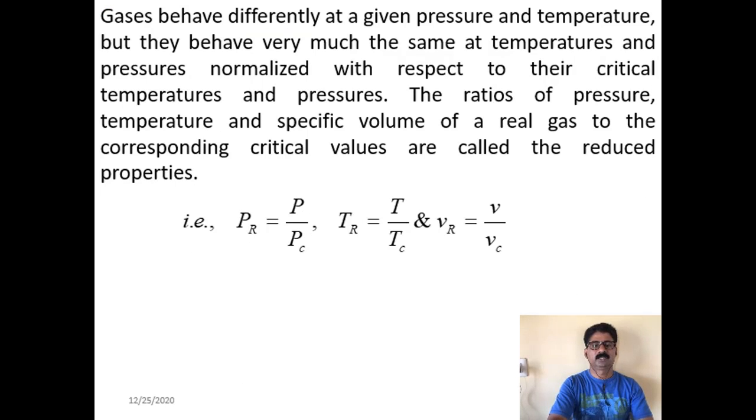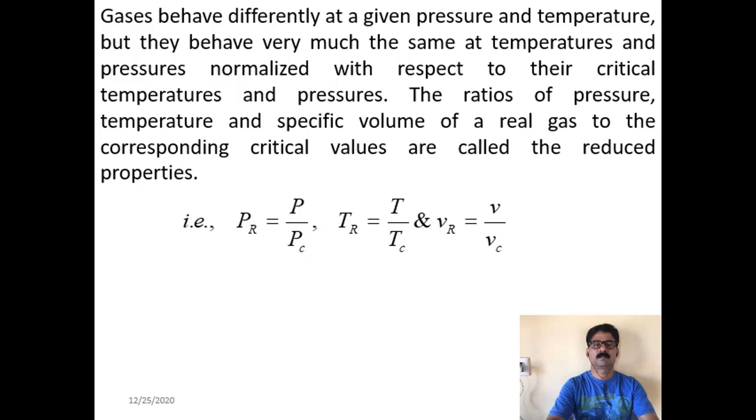All of us know that gases behave differently at a given pressure and temperature, but they behave the same at temperatures and pressures normalized with respect to their critical temperatures and pressures. Whenever I study the behavior of different gases, taking the same pressure and temperature is not the appropriate way to study, because whether pressure or temperature is low or high depends upon the critical pressure and critical temperature. So it is always better if you normalize these temperatures and pressures with respect to critical temperatures and pressures.